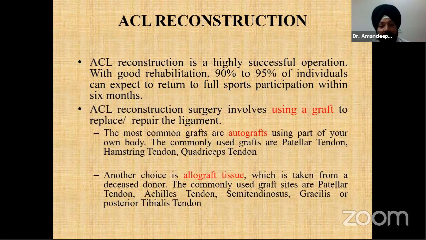ACL reconstruction involves using a graft which can be an autograft, or it can be an allograft. In autograft, the graft is taken from the patient's body, like the patellar tendon, hamstring tendon, or quadriceps tendon. Allograft is taken from a deceased person, like the person who has expired. We can take the tendon from that person, like the patellar tendon, Achilles tendon, semitendinosus, or other tendons.